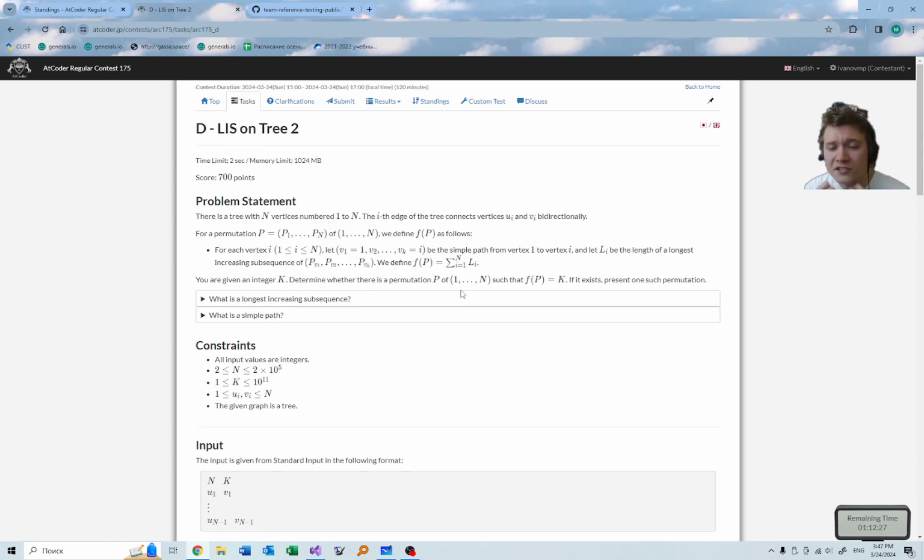Okay, we need to apply a discrete continuity. So what I think is that if L is the minimum answer and R is the maximum answer, then all answers between L and R are also possible. What is the minimum possible answer? It is when everything is increasing, and always the answer is the length of path. And the maximum possible answer is when everything is decreasing.